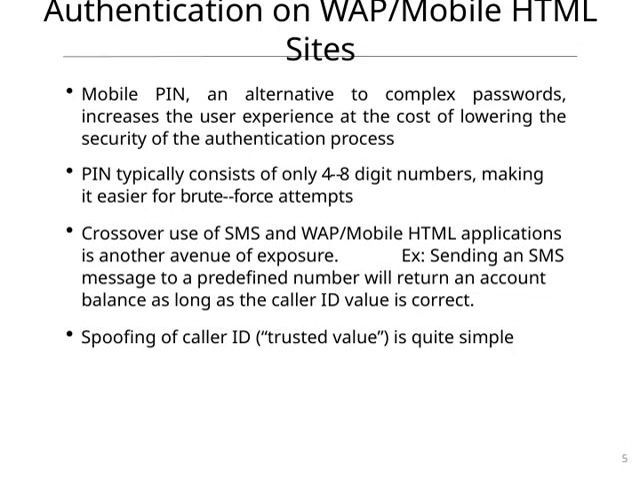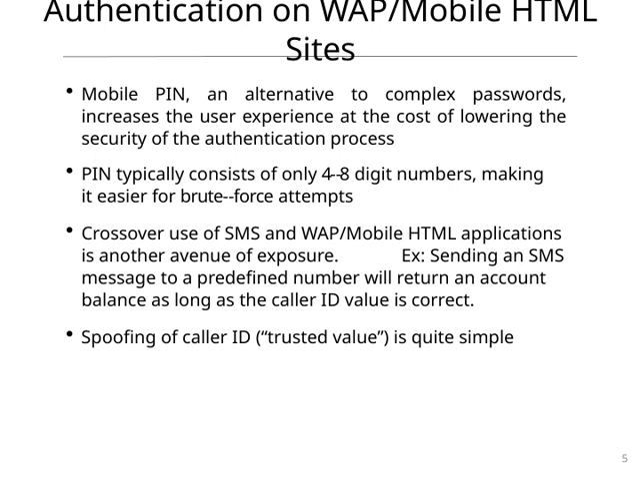Let's talk about authentication on WAP and mobile HTML sites. One common method is using a mobile PIN, which serves as an alternative to complex passwords. While it can improve the user experience because it's easier to remember and enter, it does come with some trade-offs. Specifically, it tends to lower the security level of the authentication process. A typical PIN is just 4 to 8 digits long, which makes it more vulnerable to brute force attacks, since there are fewer combinations to try.